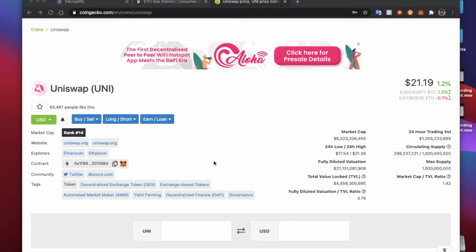Today we're going to be talking about Uniswap and how to use the decentralized exchange to become a liquidity provider. The most important thing about today's video is how to make your money work for you using Uniswap. So let's get straight into the platform here.